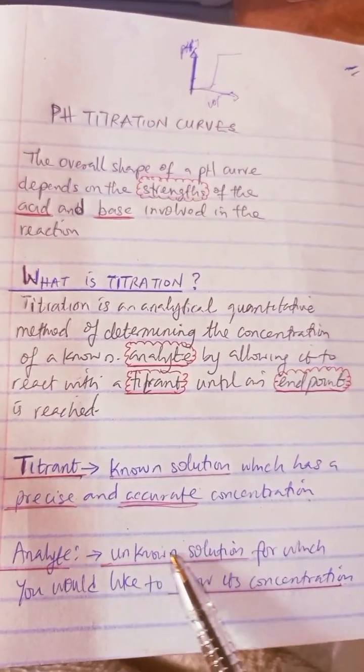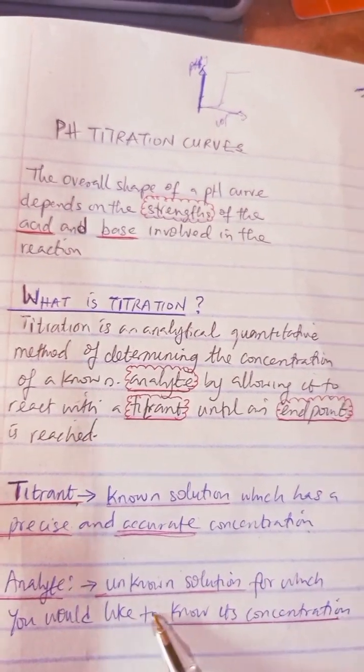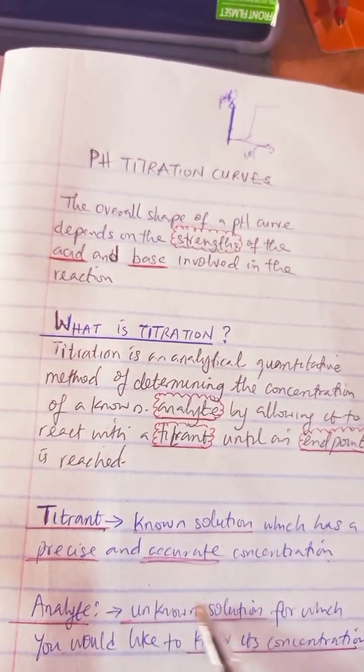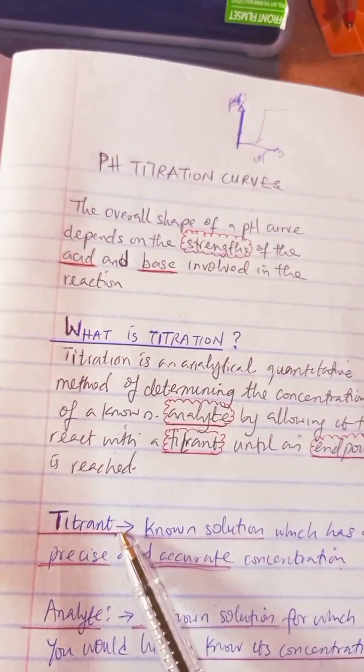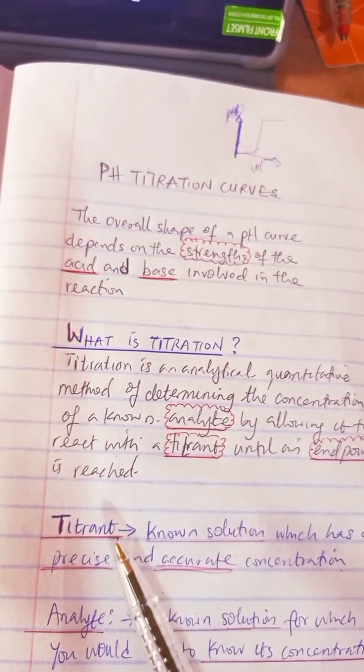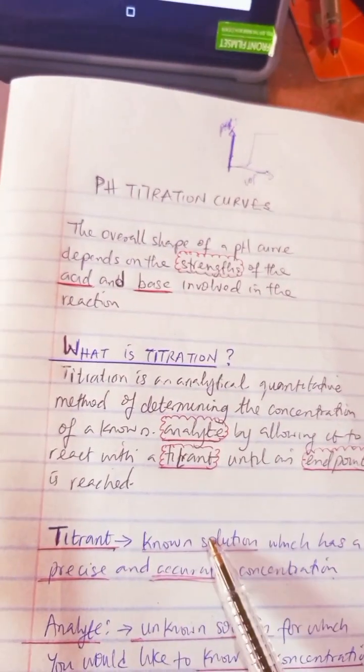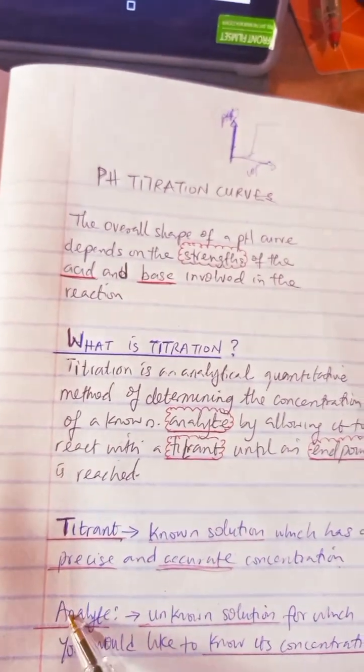The analyte is the unknown solution for which you would like to know the concentration. So the analyte is the one whose concentration you are looking for. The titrant is the compound or reagent whose concentration you already know. So you are using the titrant to find the analyte.